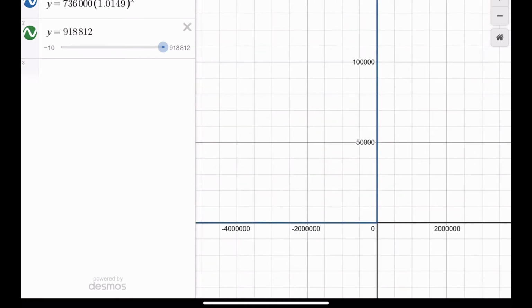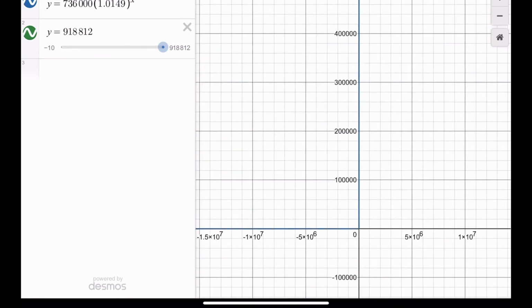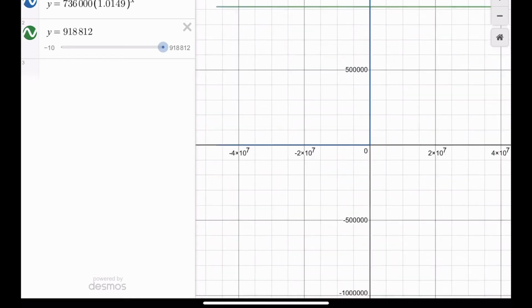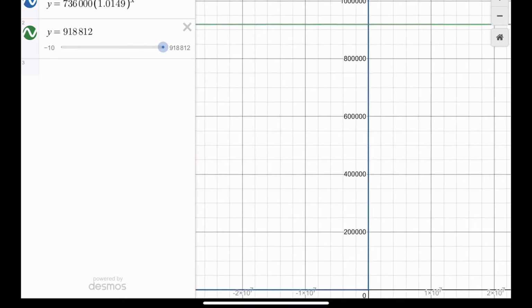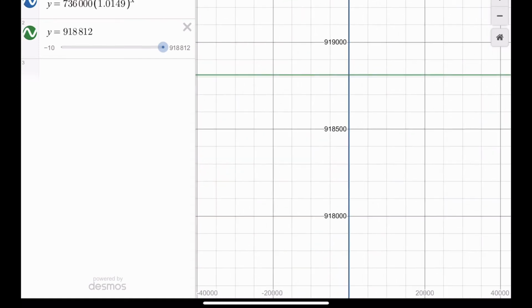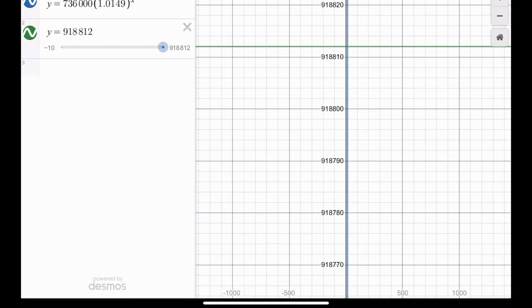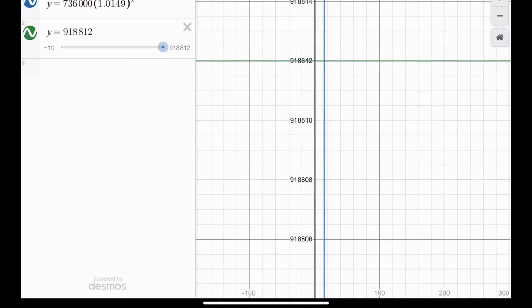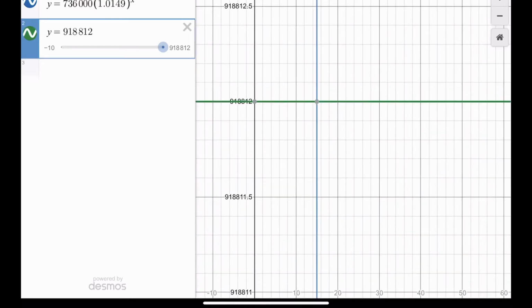Now I'm trying to find the horizontal line, which will be at 918,000. So here it is. Here's the intersection between the two graphs. So let's zoom in and find the x value, which will be our time. Let me keep zooming in. So just click on it and it should pop up. So here's the point of intersection. So notice that the x value is 15 and the y value is 918,812. So let's talk about this.